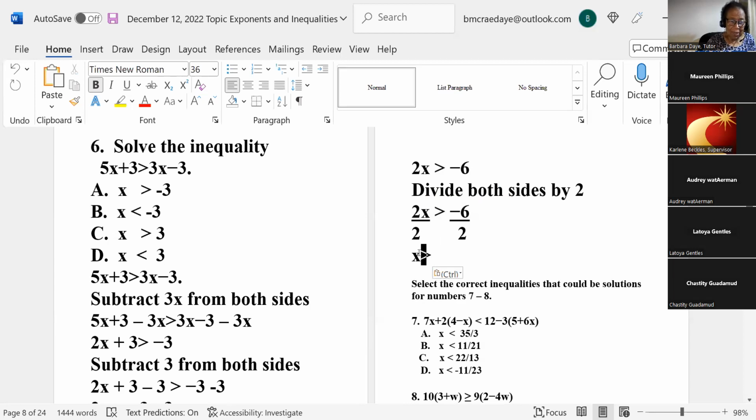-6 divided by 2. -3. Very good. That's right, because negative over positive gives you negative, unlike signs divide to give you negative. So that would be a -3. Which answer is that, Audrey?